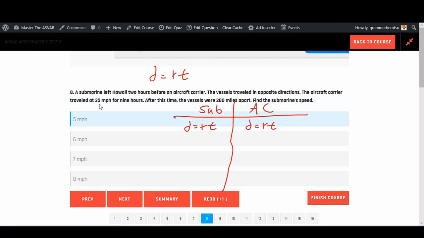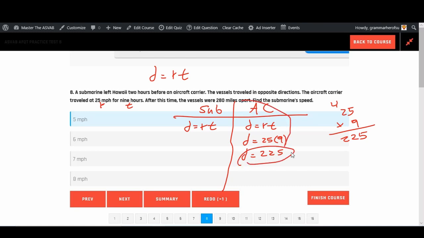Specifically, we're told it traveled 25 miles per hour, which is the rate, for 9 hours, which is the time. And using those two pieces of the distance formula, I can figure out how far it went. In this case, again, we don't know how far it went, but we do know it traveled at 25 miles an hour for 9 hours, which tells us, again, 25 times 9. 5 times 9 is 45. Carry the 4. 9 times 2 is 18, 19, 20, 21, 22. Which tells us that the aircraft carrier traveled 225 miles out of the 280 miles they are apart.